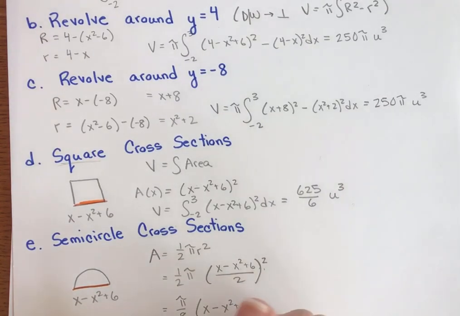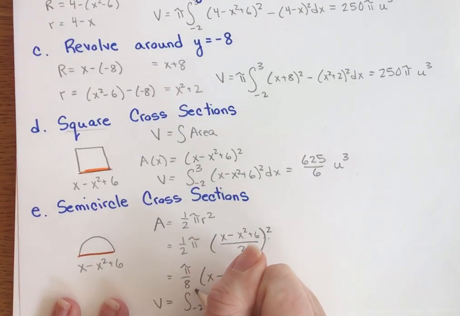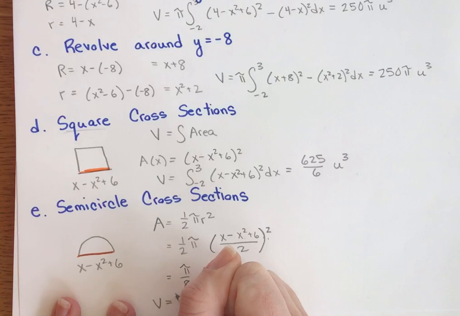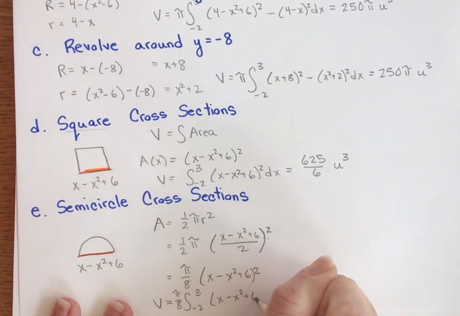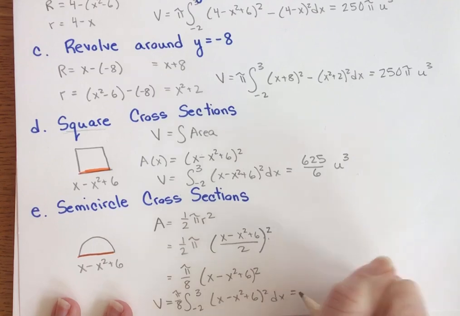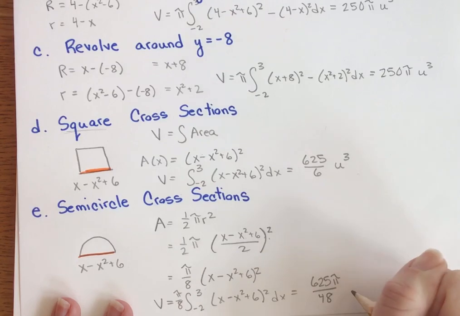Okay, we plug it into our volume formula. Same x values. Now this one, if I bring the pi over 8 out front, is actually just what I had times the pi over 8. So 625 pi over 48 units cubed.